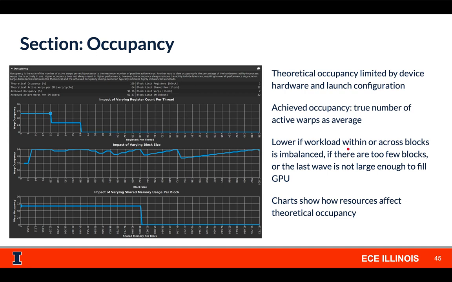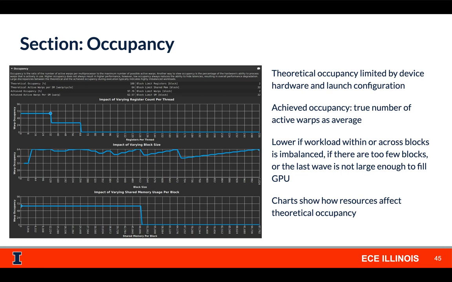So the next section is occupancy. This basically tells you what amount of the GPU is active at any given time. Again, this diagram on the left is probably too small for you to see, but if you open up compute, you'll see something similar. The theoretical occupancy is limited by the device hardware and launch configuration.